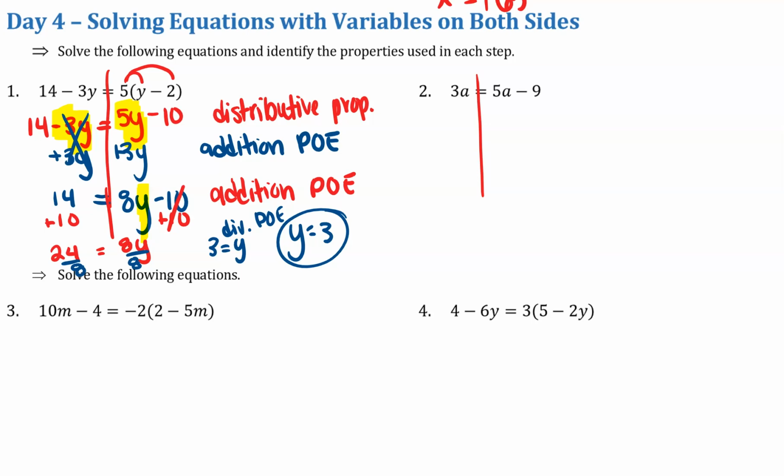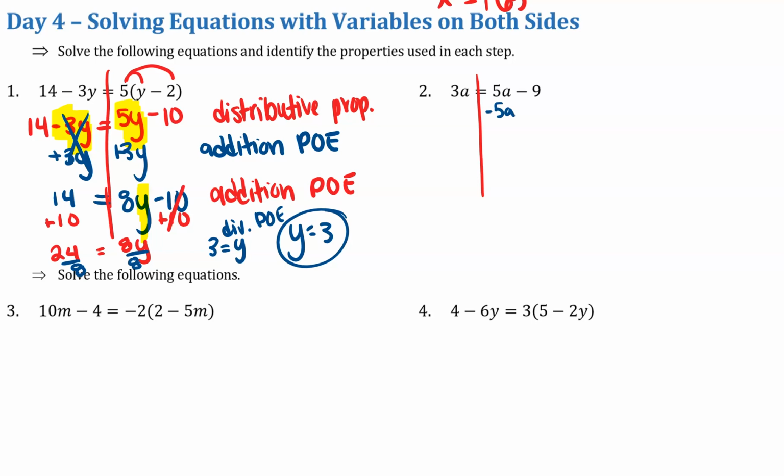I had said on number 1 that I usually like to move the smaller one. And I can do that. But the issue is if I move the smaller one, there's going to be nothing left on this side. So this is one of the cases where I'm actually going to move the bigger one. So I'm going to move the 5A. Remember, to move to the other side, you need to do the opposite. This is a positive 5A, so I need to subtract 5A.